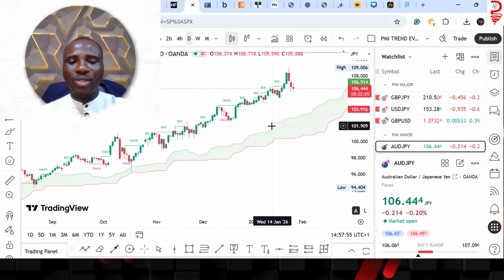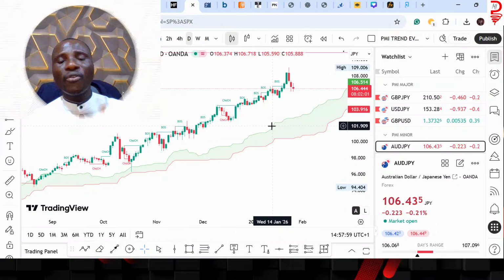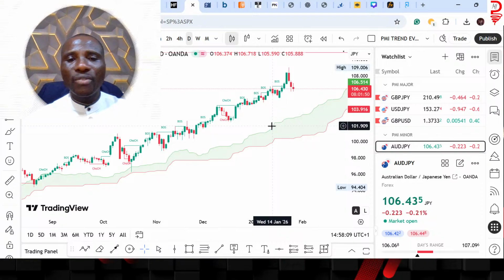So for instance, this week, the summary of our trade projection is that you look for a buy on gold. We are positioning for a buy on gold. We are positioning for a buy on Euro USD. We are positioning for a buy on AUD JPY.